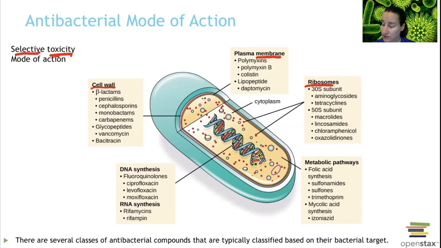So there's lots of different things. Ribosomes, metabolic pathways. If you can't mess with the DNA or the RNA, you're going to stop it at step one of central dogma. So there's lots of different ways for us to kill off bacteria, and I want you to know the different modes of action. So we'll break it down. The first one is the cell walls, going after cell walls.